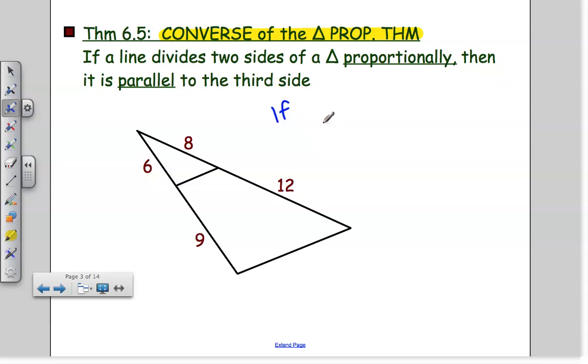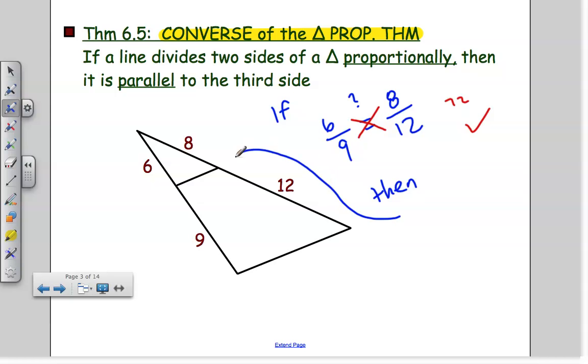So if I look at 6 compared to, now I can compare it to 8 or I can compare it to 9. Okay, you can do it either way. Maybe I'll go 6 to 9. If that's the same as 8 to 12, notice I went 6 to 9, then I would have to do 8 to 12. And is it? Well, I can check by cross multiplying. 6 times 12 would be 72. 9 times 8 is also 72. So yes, then I can say that this line and this line are parallel, and I can mark them as such.